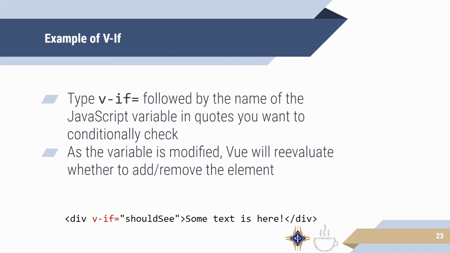So here's an example of this little div tag here, and you have a v-if that has shouldSee. And so if shouldSee is true, we will see "some text is here." Otherwise, we will not see "some text is here." And once again, because Vue is always working in the background, if you ever change the value of shouldSee, it'll automatically reevaluate whether or not it should add or remove that element.